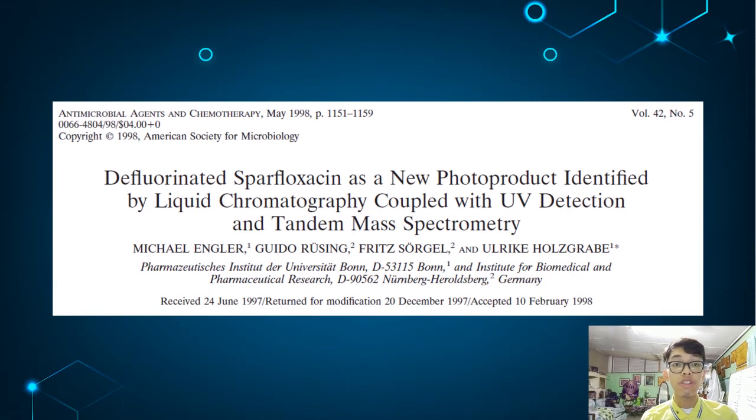So this is the research article that I chose, the fluoridated sparfloxacin as a new photo product identified by liquid chromatography coupled with UV detection and tandem mass spectrometry by Engler et al. So this research article includes a 10-step synthesis of a reference compound, which is the defluorinated sparfloxacin, wherein one of the fluoride atoms of the sparfloxacin compound is replaced with an amino group.